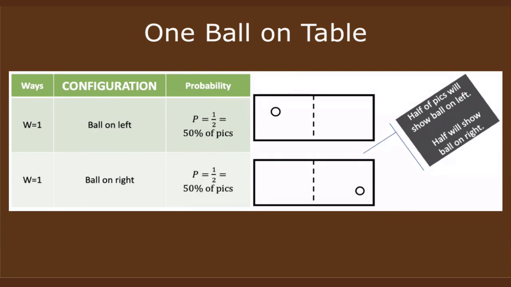And between hitting the sides or the corners, between the hits, it only goes in a straight line at a constant speed. And if we just kept bursting pictures on the iPhone, about half of the pictures would show the ball on the left side of the table, and half of them would show the ball on the right side of the table. So we can say that the probability is half that it will be on the left and half that it will be on the right.